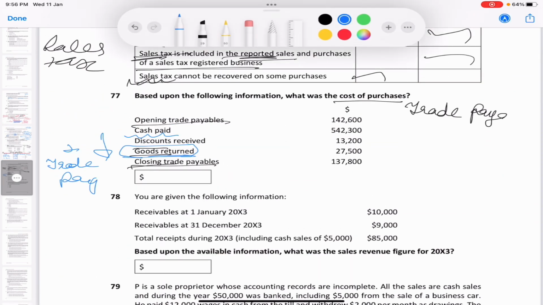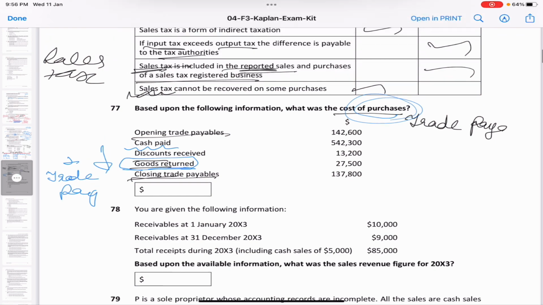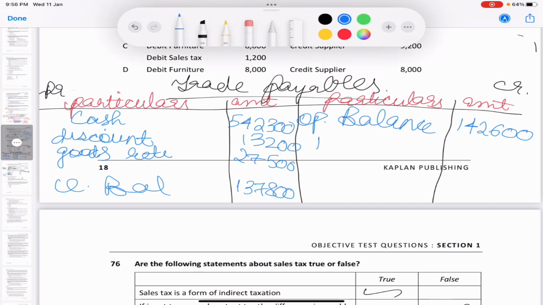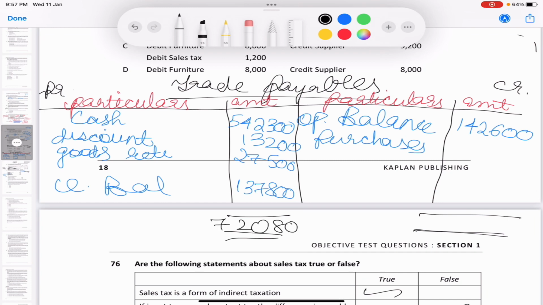Is anything else given in the question? Everything is done. We need to basically find the purchases. Now when I purchase something, what happens to my trade payables? Does it increase or decrease? When I make a credit purchase, my trade payables increase. So my purchases will come on the credit side, because my trade payables are getting credited as they are increasing. So that is it. Now purchases will be my balancing figure.